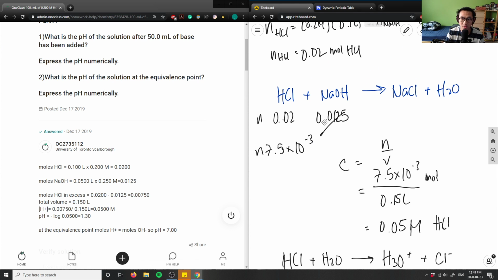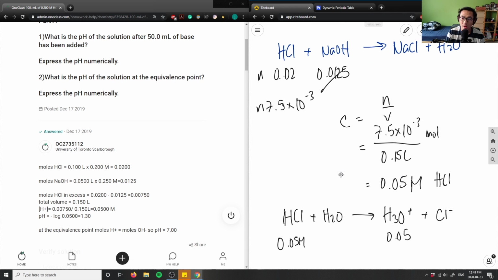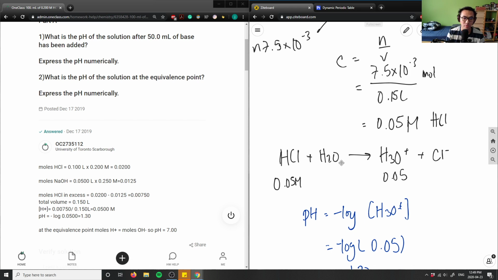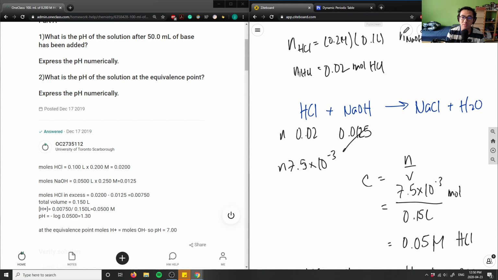So 0.02 subtracted by 0.0125 here. So I would get 0.00750, which is 7.5 times 10 to the negative 3. They have a total volume of 0.150, which is great. So they found the concentration, which is 0.05. Moles of HCl. They didn't do this step, but they implied that it's a strong acid. So the concentration of my HCl is the same as the concentration of H3O+, and this here is 1.30, which is great.